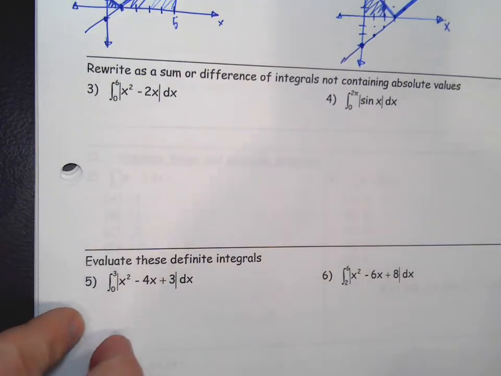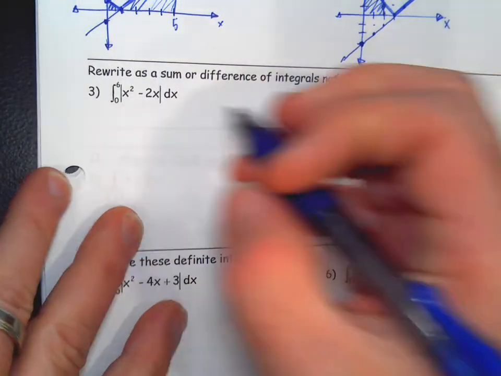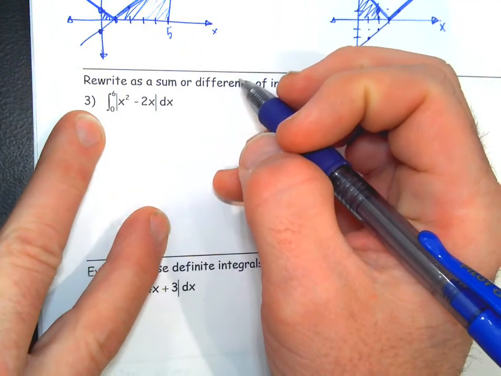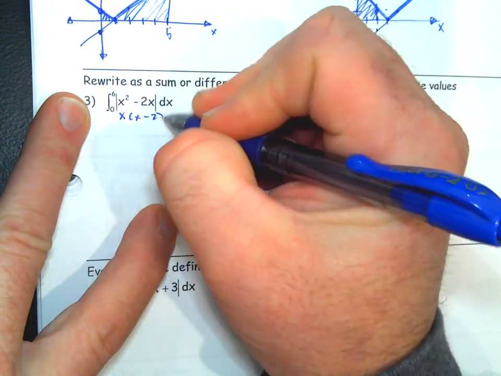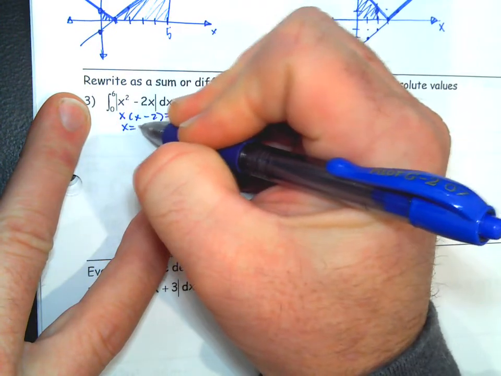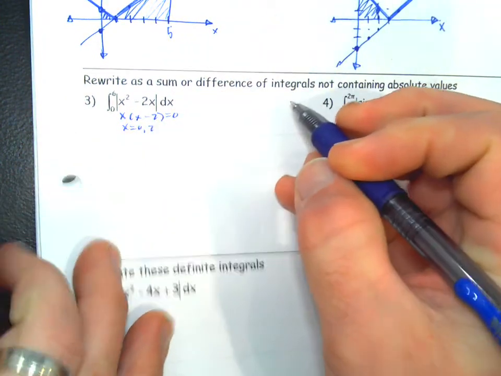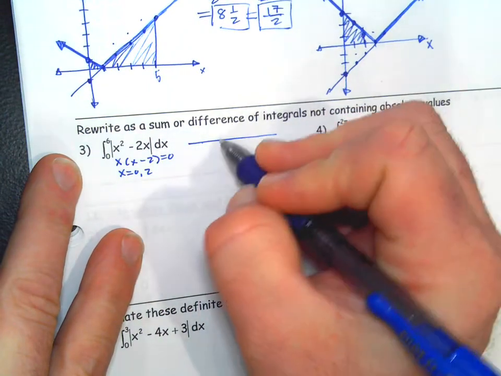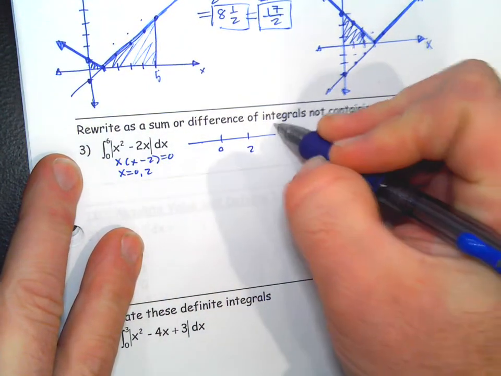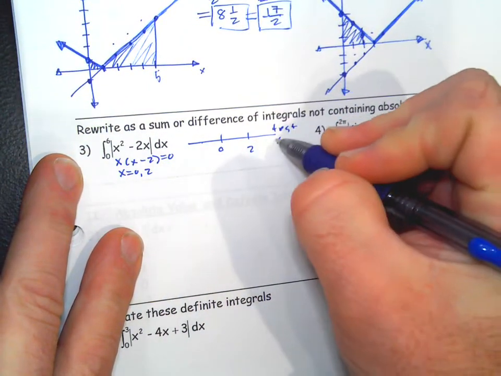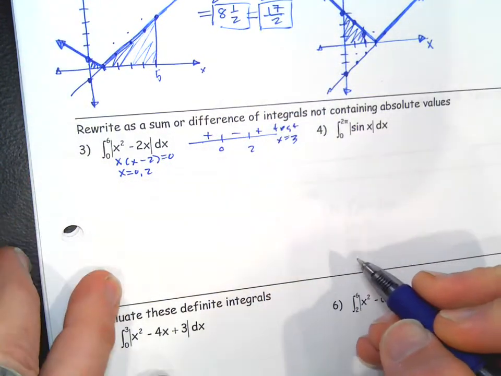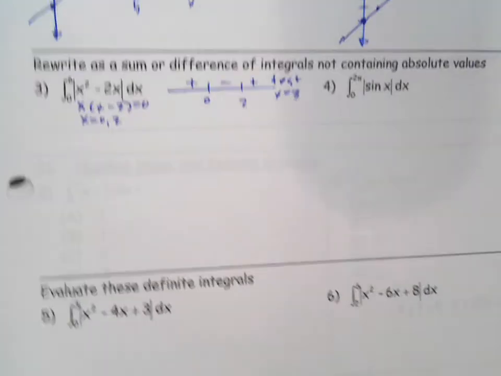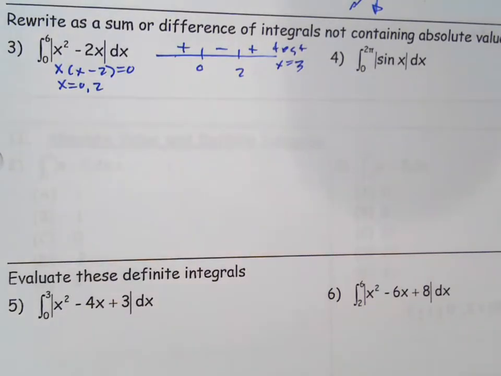Okay, these ones we're going to do as a sum and difference of integrals not containing absolute values. So this is technique. We can't do geometry on this, right? So we need to find the zeros first. And then we do a line check. Test point. X equals 3, positive, negative, positive. So this shows you where to break it up. And it also shows you what parts are negative that you're going to need to fix.